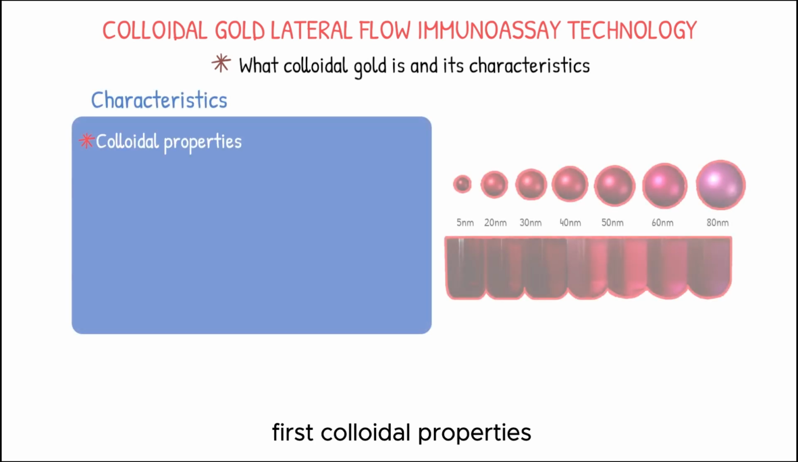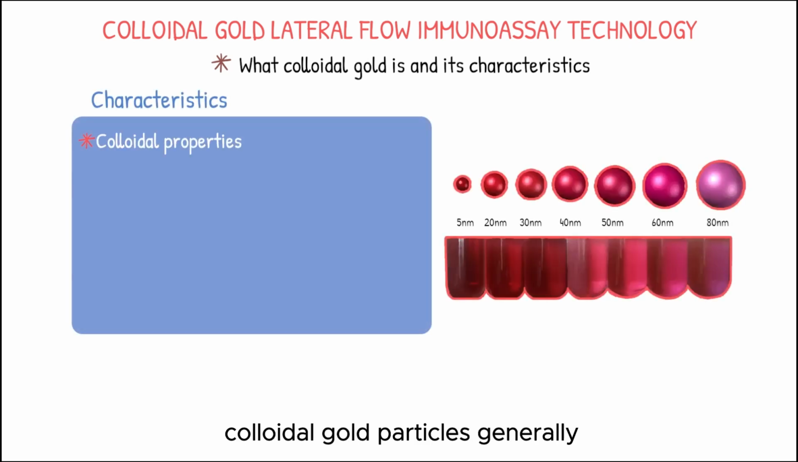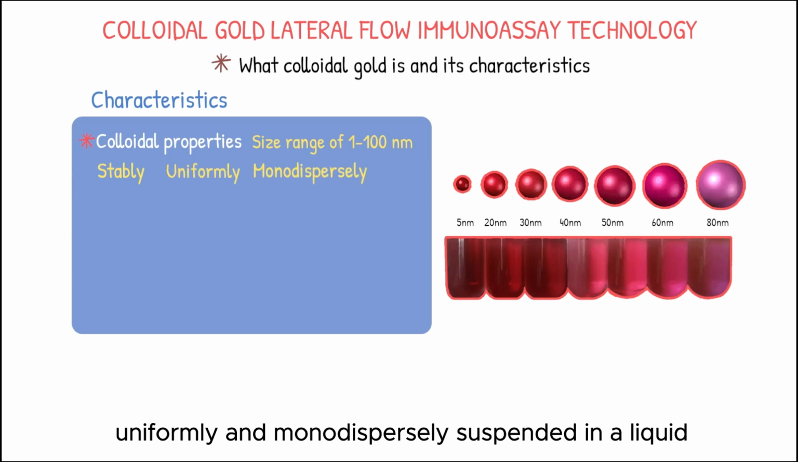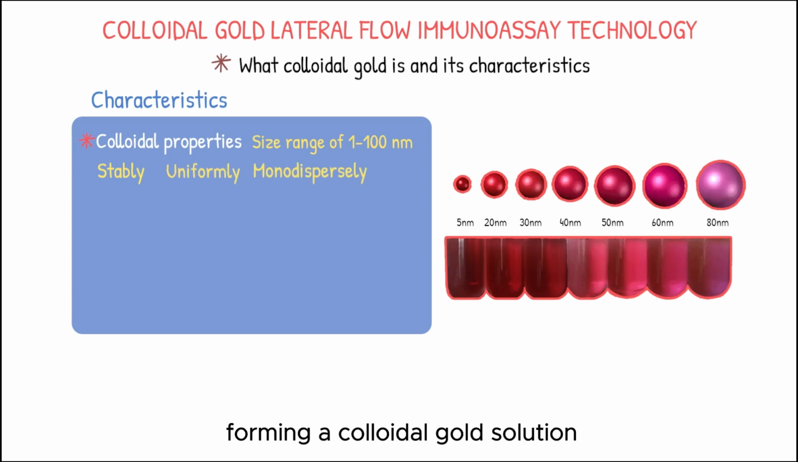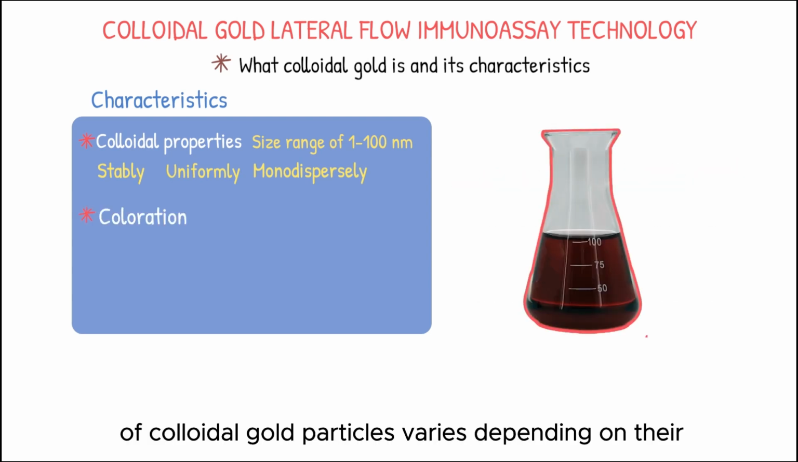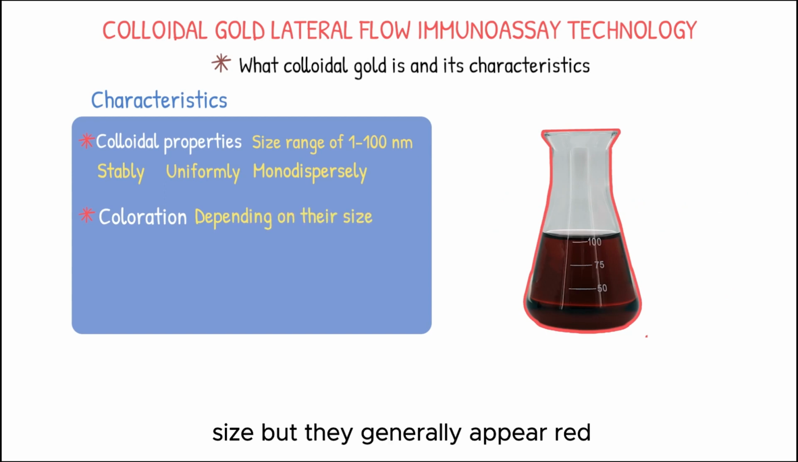First, colloidal properties. Colloidal gold particles generally have a size range of 1 to 100 nanometers. The nanoparticles are stably, uniformly, and monodispersely suspended in a liquid, forming a colloidal gold solution. Second, coloration. The color of colloidal gold particles varies depending on their size, but they generally appear red.